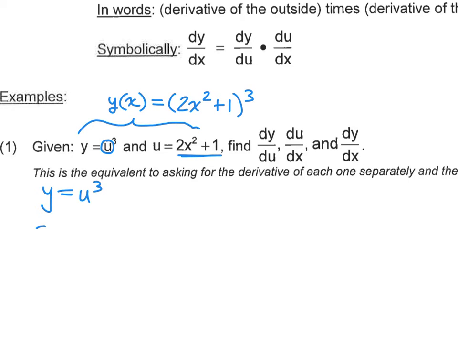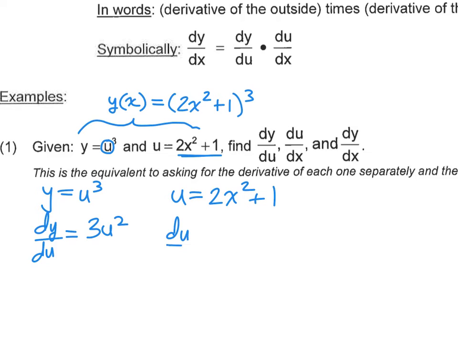y is equal to u cubed. Its derivative dy du would be what? 3u squared. All right, and then we also want to find the derivative of u with respect to x, because its independent variable is x, so du dx would be what? 4x. All right, so we have those two components.